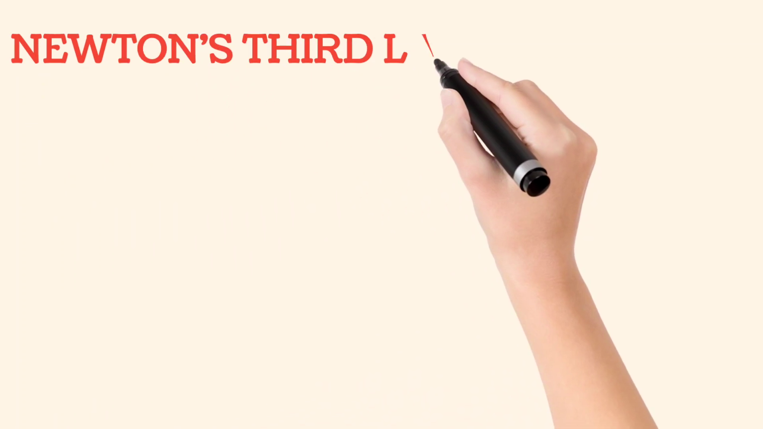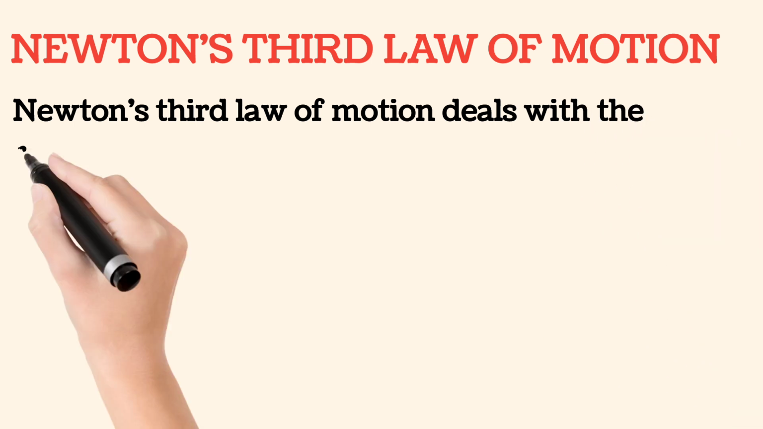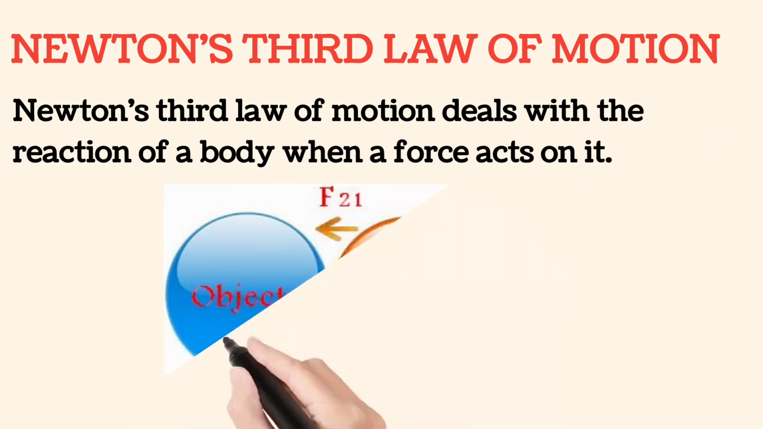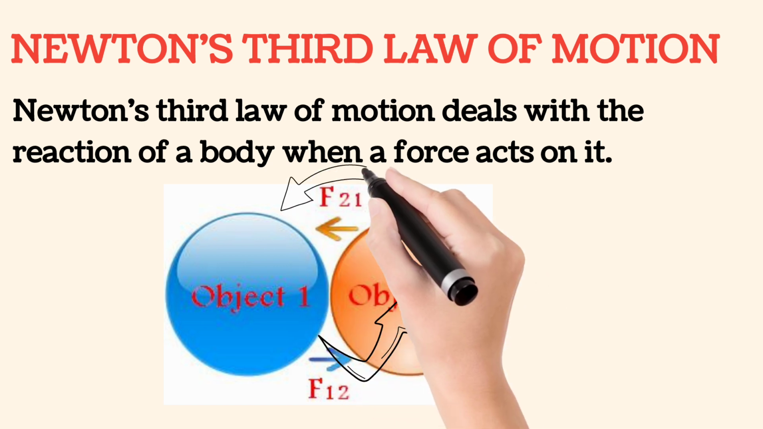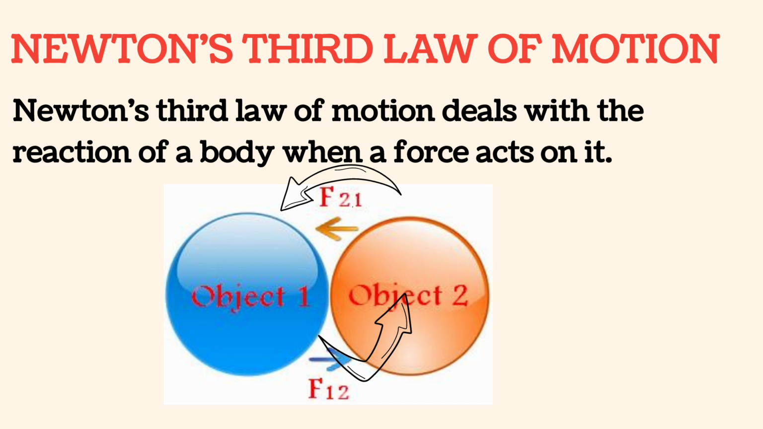Newton's third law of motion. Newton's third law of motion deals with the reaction of a body when a force acts on it. Let two objects, Object 1 and Object 2. Object 1 exerts force on Object 2 and Object 2 exerts force on Object 1. The force exerted by Object 1 is called action and force exerted by Object 2 is called reaction.